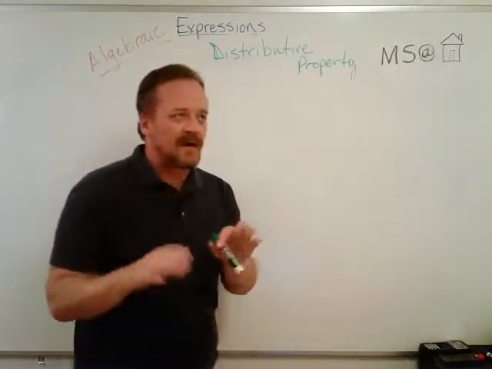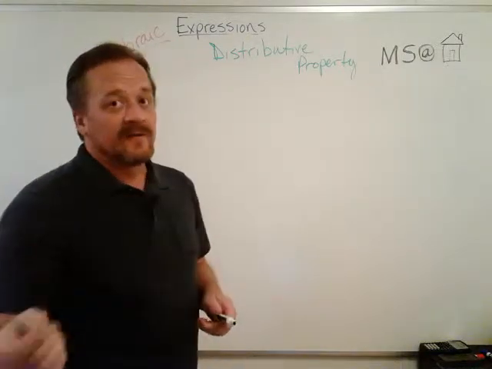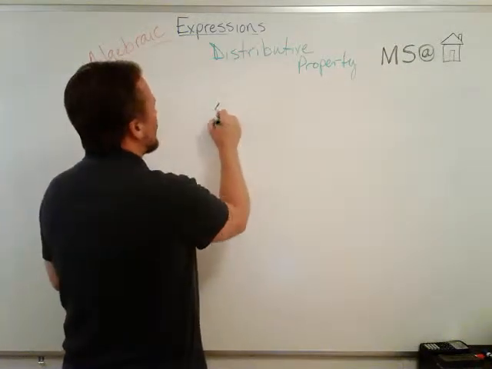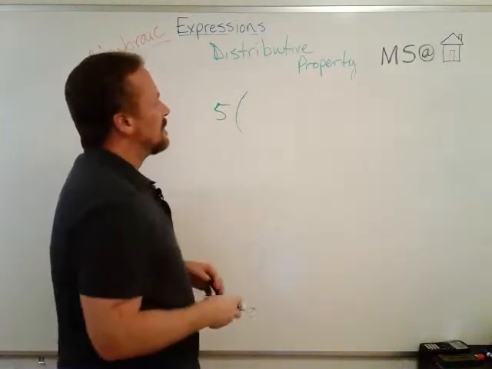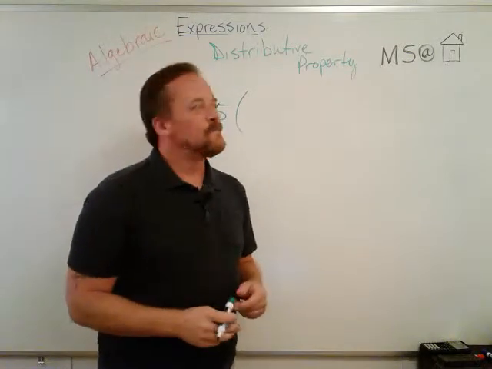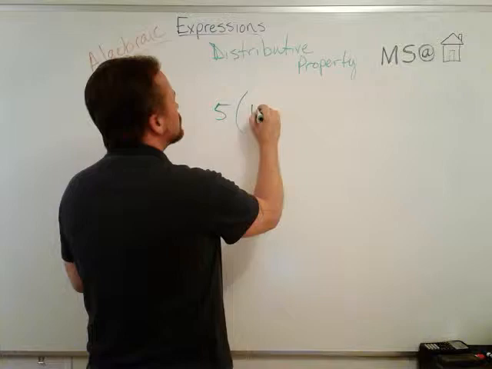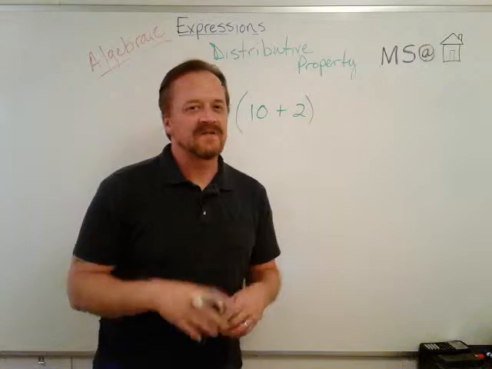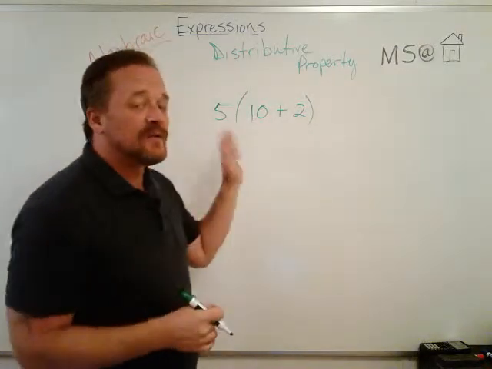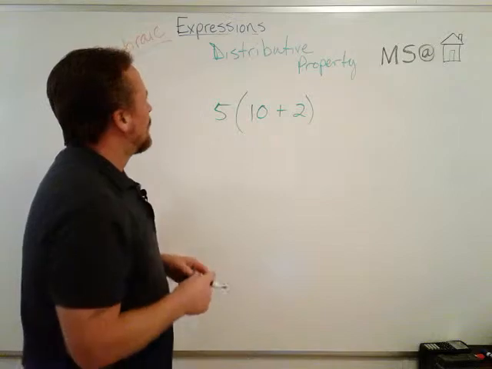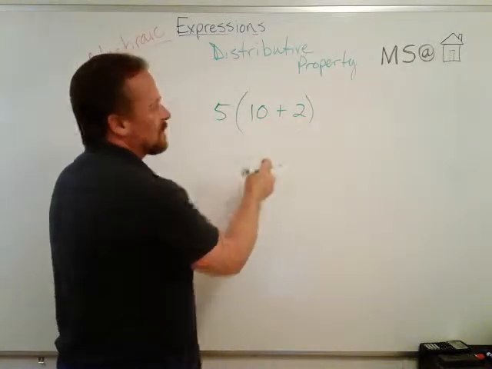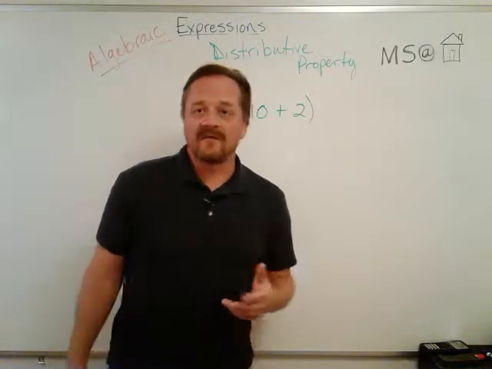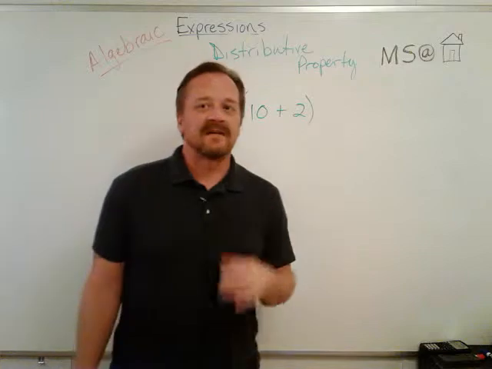Let's just stick with the numerical expressions first, okay? Let's say that I have 5 times 10 plus 2, okay? This isn't too difficult, but let me illustrate how this could make mental math a little easier. Now I could go ahead and add these two, and that would give me 12, right? And then 5 times 12, if you're good at 12s, you'll know that'll give you 60.